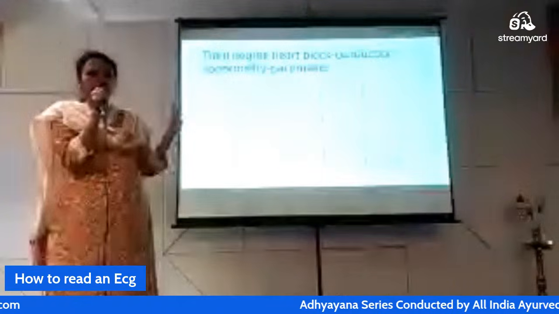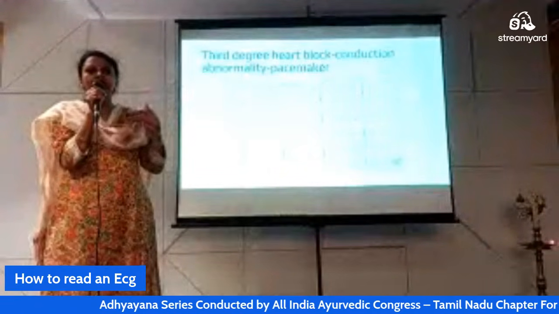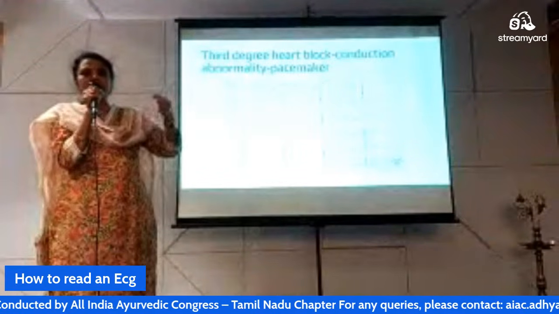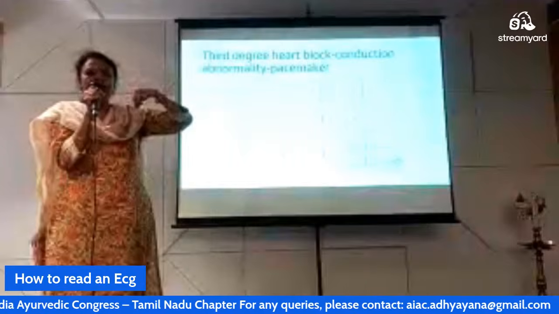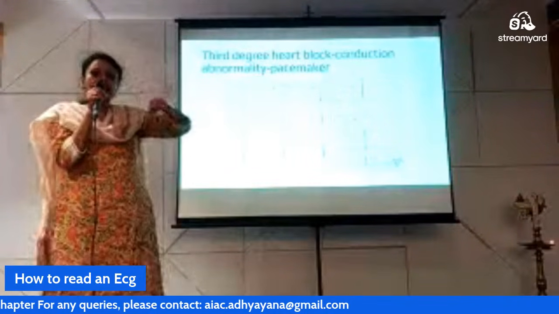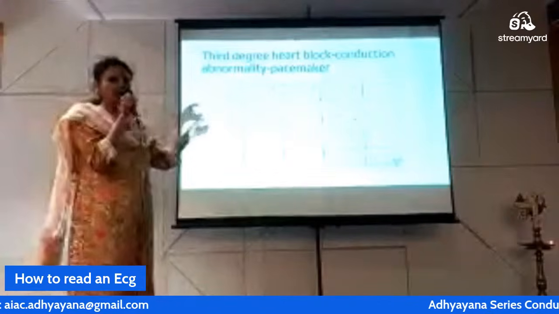Compulsorily, the patient needs a pacemaker, which will be implanted below the clavicle. There will be a battery and there will be a wire. The wire will be kept inside near the SVC and will go through the RA. So instead of the SA node, the pacemaker will work. For this patient, they need a pacemaker.